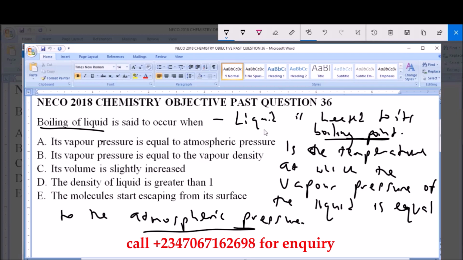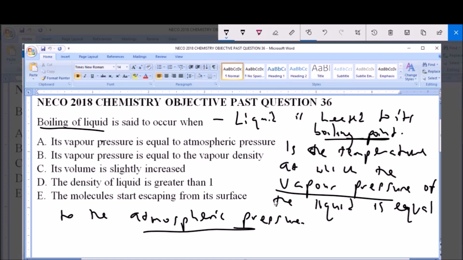So option A says its vapor pressure is equal to atmospheric pressure, and as we've established here, the boiling of the liquid occurs when the liquid is heated to its boiling point. That is the temperature at which the vapor pressure of that liquid is equal to the atmospheric pressure. So option A, its vapor pressure is equal to atmospheric pressure, is the correct answer to the question.